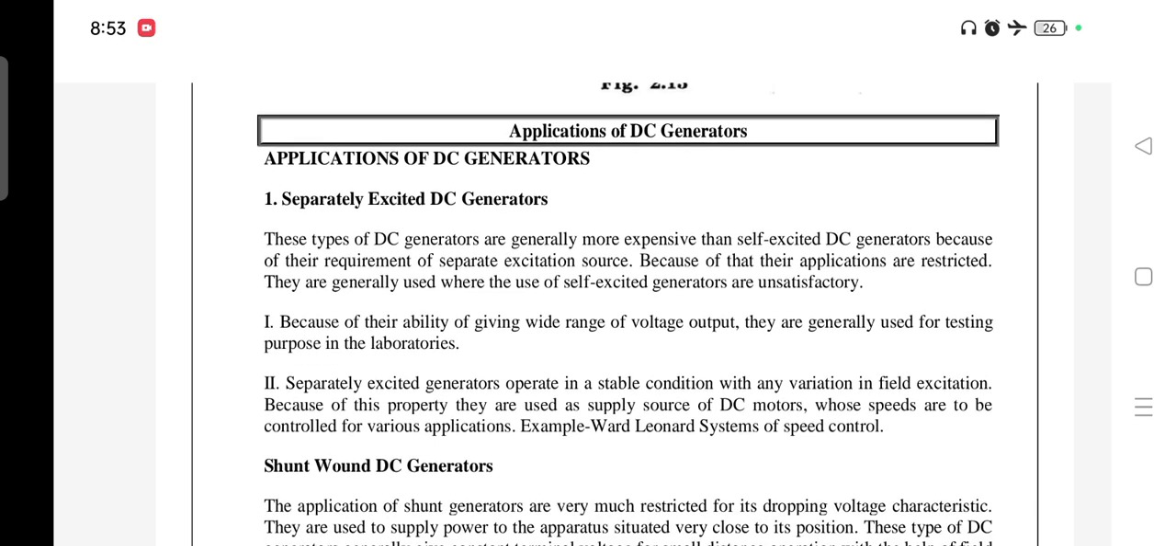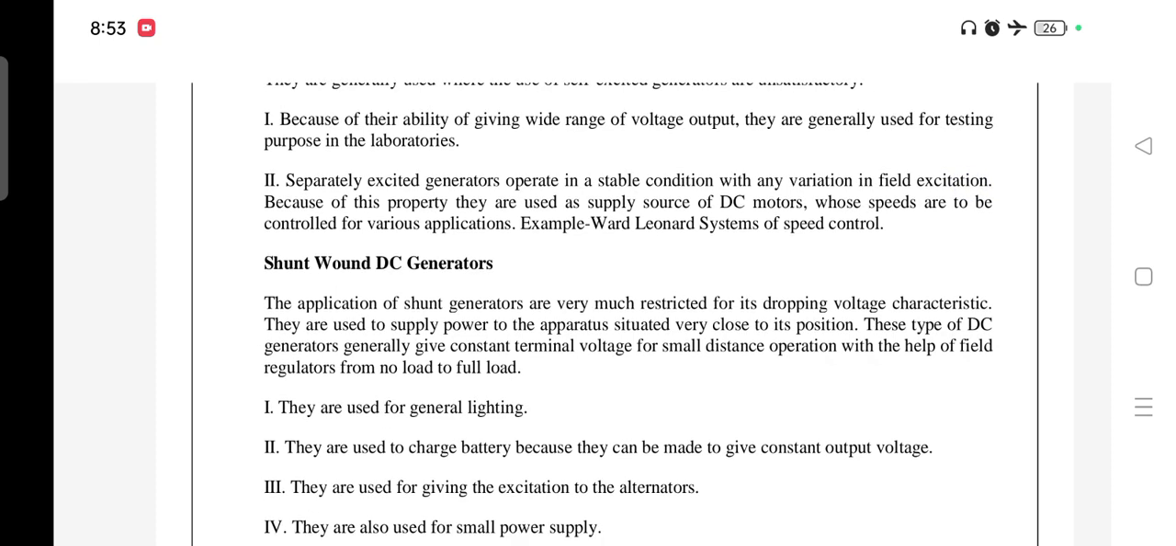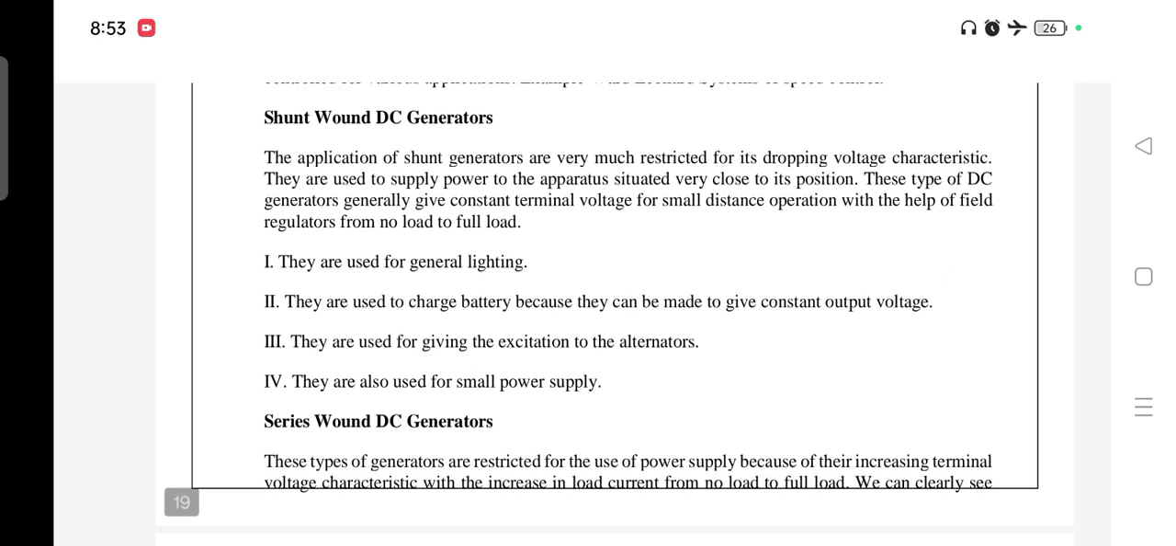And then we move on to the applications of DC generators. Separately excited DC generators are more expensive than self-excited DC generators because of their requirements and because of their ability to give a wide range of voltage output. They are used for testing purposes in laboratories. A separately excited generator operates in stable condition with variation of field excitation. They are used as the supply source of DC motors whose speeds are to be controlled for various applications like Ward Leonard systems of speed control.